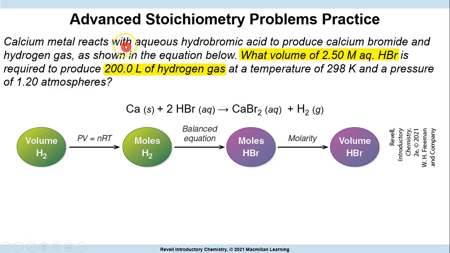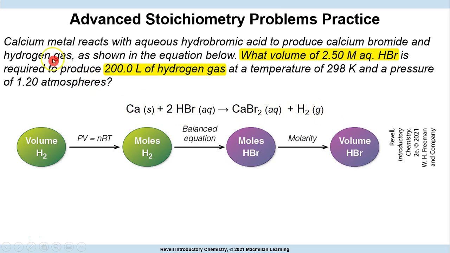Now calcium metal reacts with aqueous hydrobromic acid to produce calcium bromide and hydrogen gas, as shown in the equation below. What volume of 2.50 molar aqueous hydrogen bromide is required to produce 200.0 liters of hydrogen gas at a temperature of 298 Kelvin and a pressure of 1.20 atmospheres? We have the balanced equation here, calcium plus hydrobromic acid to give calcium bromide and hydrogen gas.